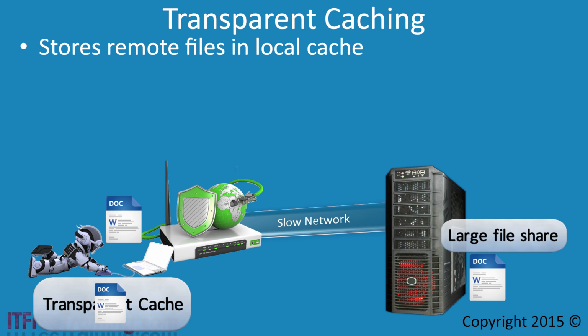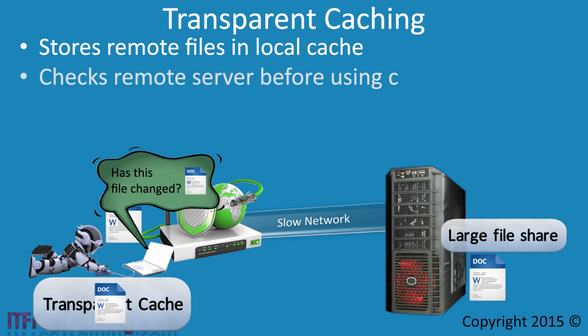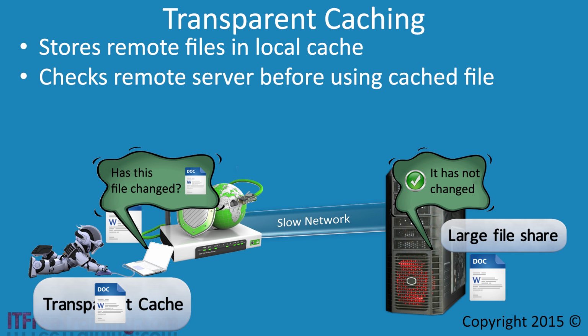However, it is possible that the file was changed since it was copied over the network, and the user would be accessing an outdated copy. To solve this problem, the computer will check with the file server to see if the file has changed. The server will respond back. In this case, the file has not changed and the transparent cache will still be used. This prevents the user from using a file that is out of date.